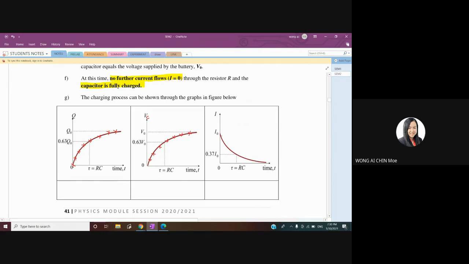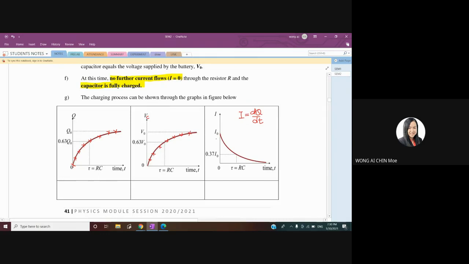However, our current is reducing. Why is the current reducing? Because current is equal to dq over dt, meaning the rate of charge flow. When the charge is flowing, there will be a current. Initially the charge is flowing very fast, because there is a potential difference.